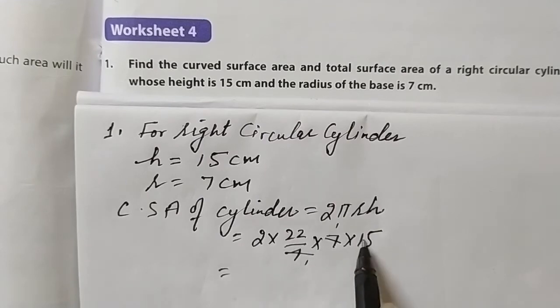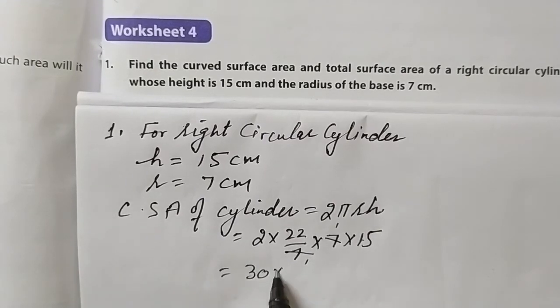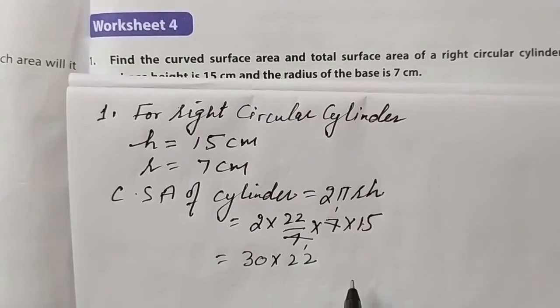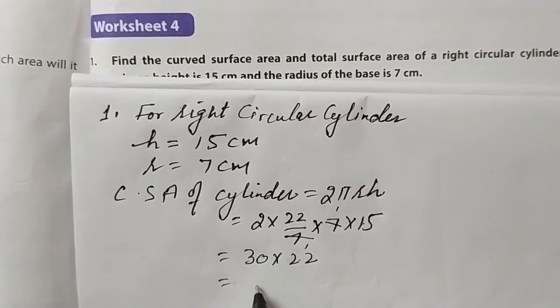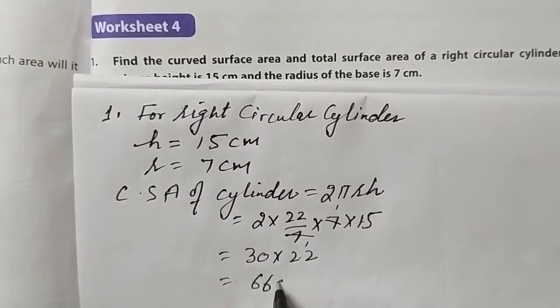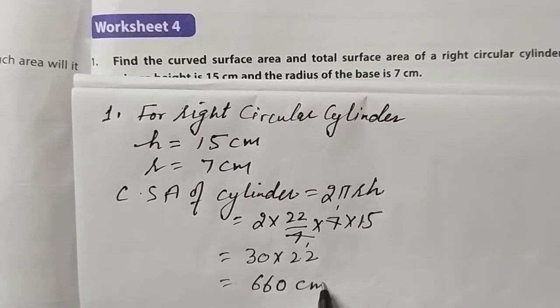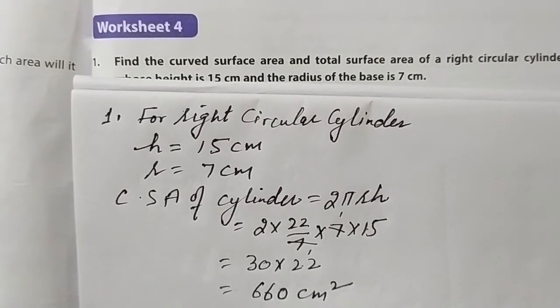So it is now 15 twos are 30, and into 22. So simply I can multiply, 22 3s are 66 and 1 zero. Okay, so 660 centimeter square is the CSA of this right circular cylinder.